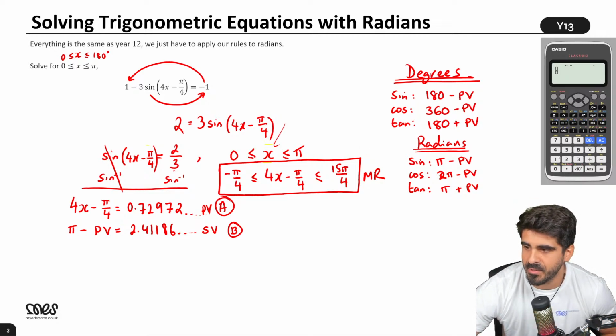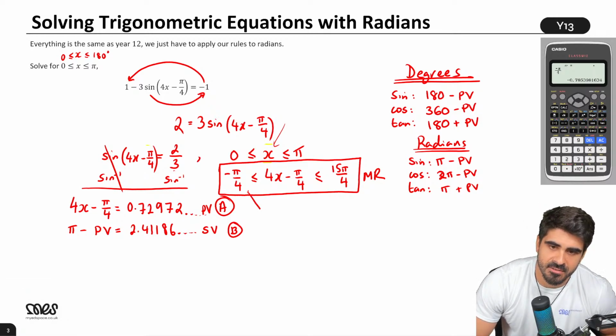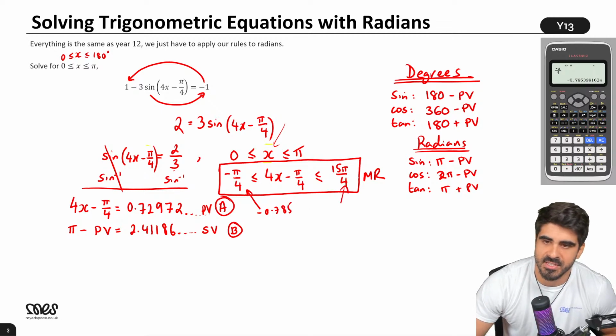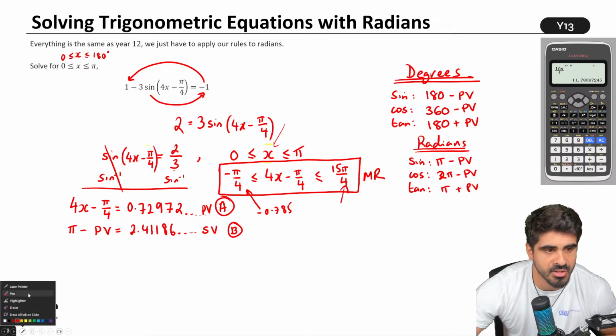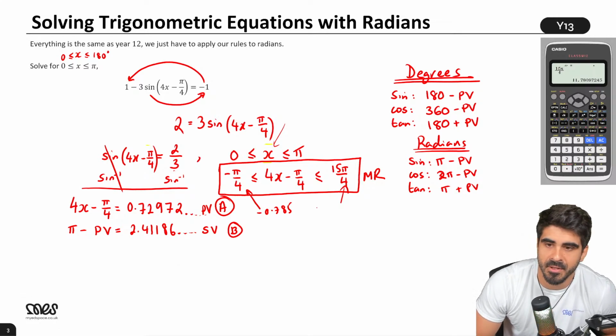So let's do that. So minus pi over 4. Obviously, we know these two values are going to be in the range in terms of it being negative, but let's just make a note. So this here is minus 0.785. And this, let's type that in just so we can see if things are in the range. 15 pi over 4 is about 11.78. So both of those values are in the range.